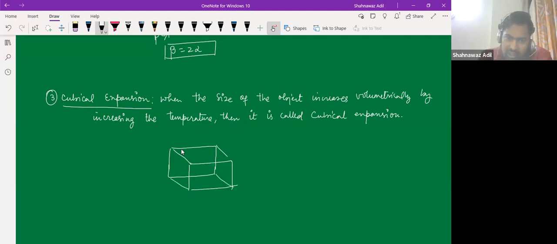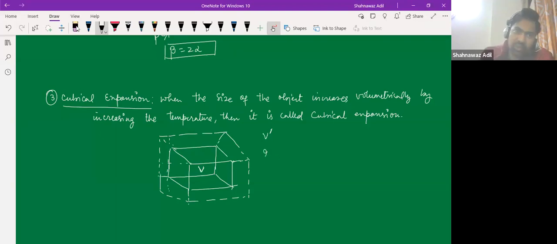So then the length of this object and all the other parameters will change, right? So every other parameter will change. So its length will become this, and its area would become this, and everything will increase, right? In this manner. So this is the initial volume, and then the final volume is V prime, right?